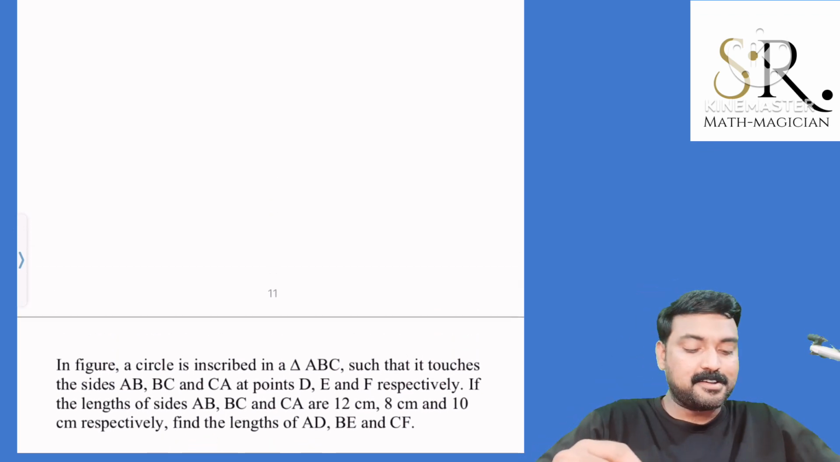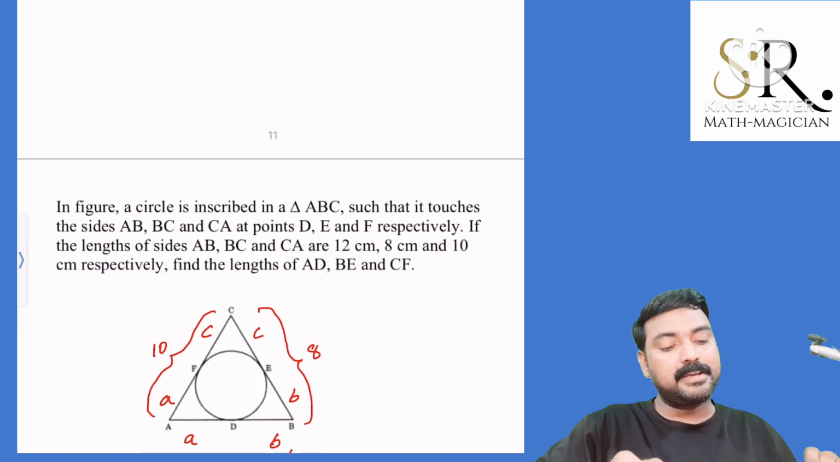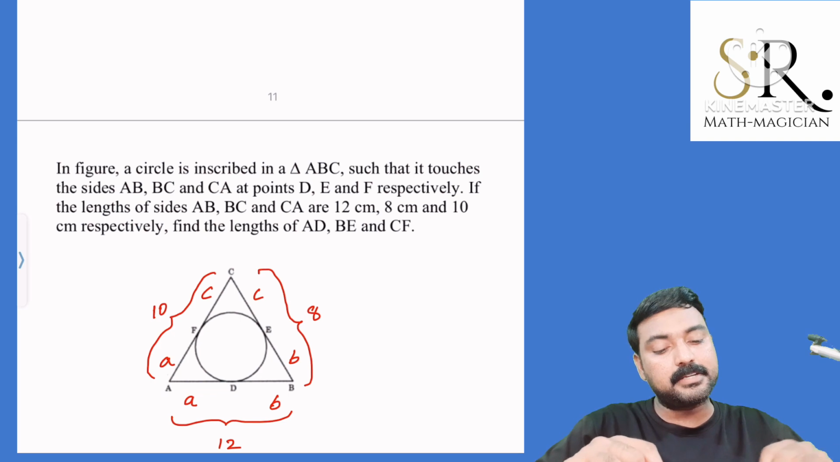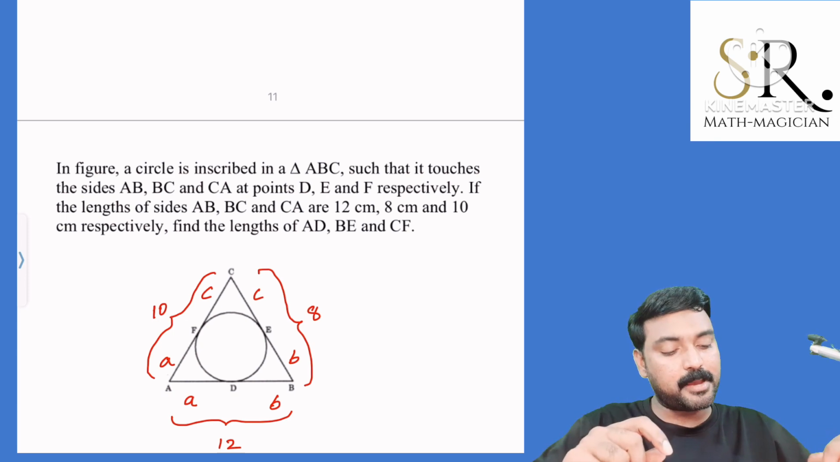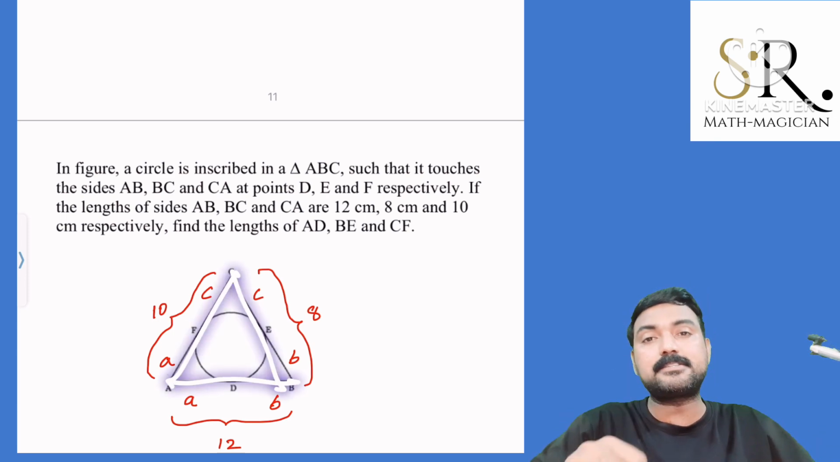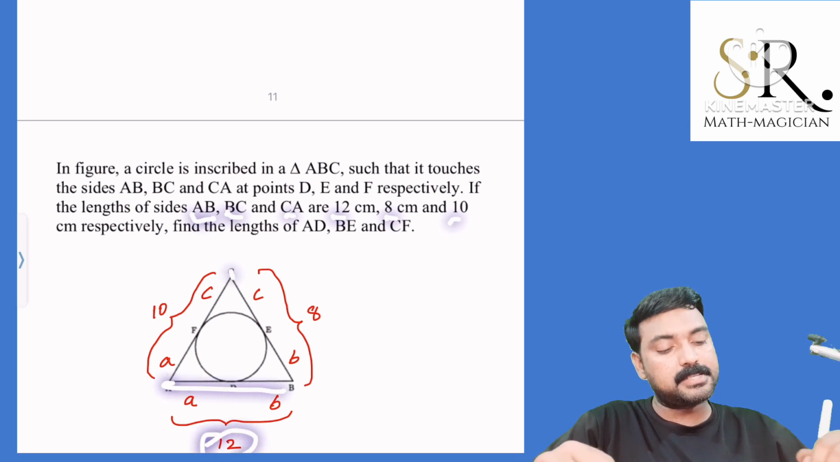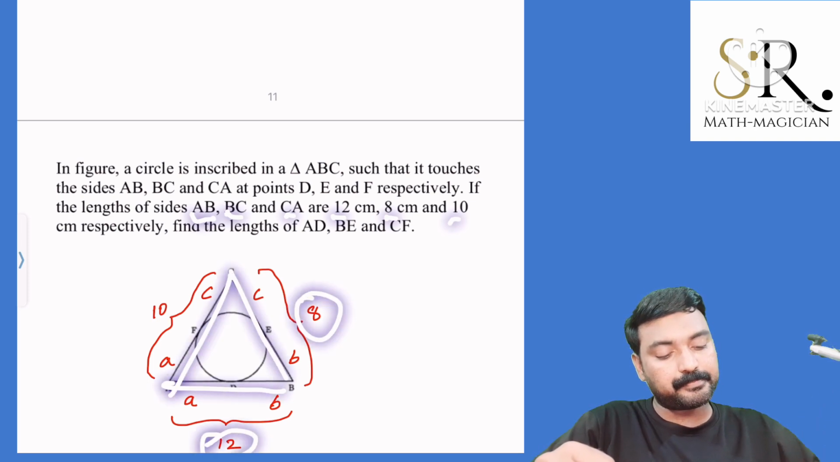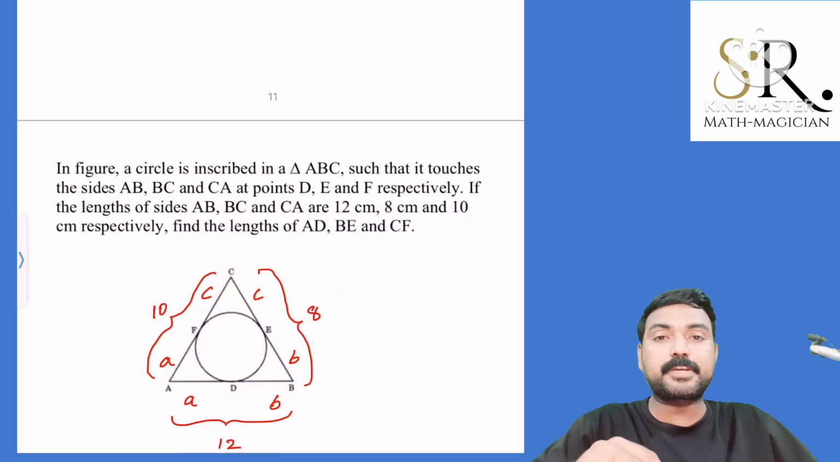Last question. In the given figure, it is already mentioned that AB, BC, CA are touching the circle, which means AB, BC, AC are tangents. Then it is given AB, BC, CA are 12, 8, 10. AB is 12 centimeters, BC is 8 and AC is 10. AC means CA. So we can mark these values.